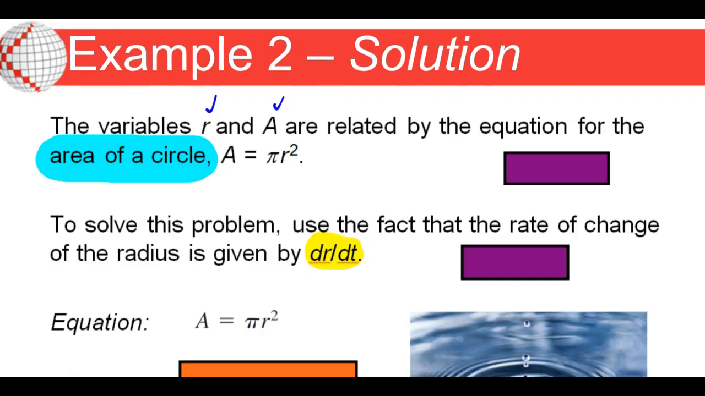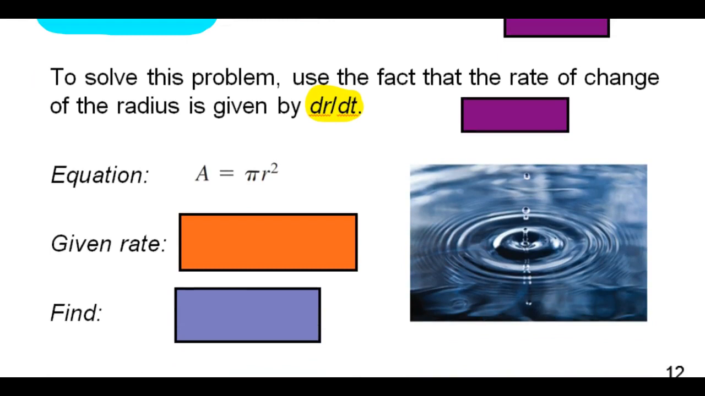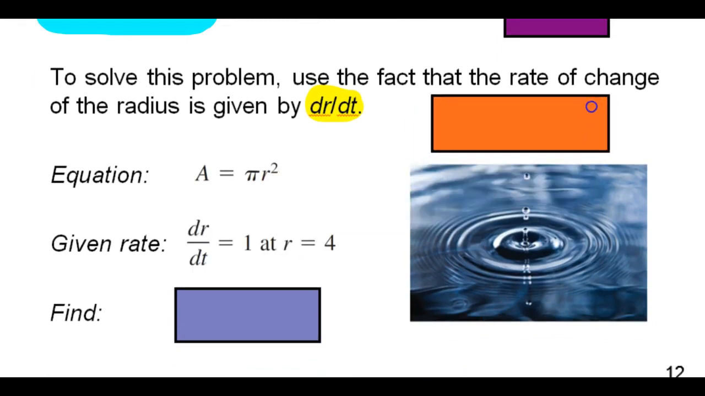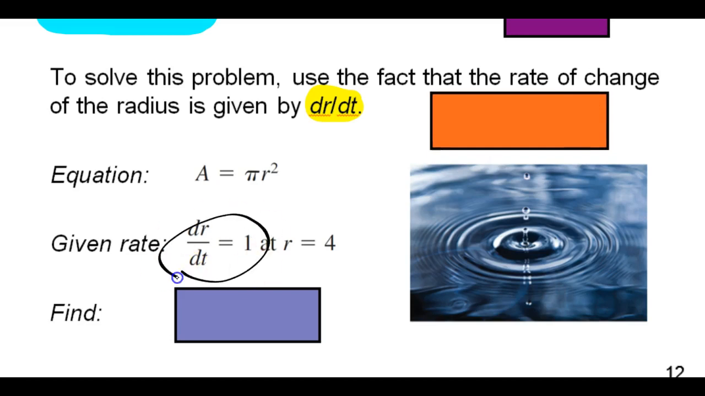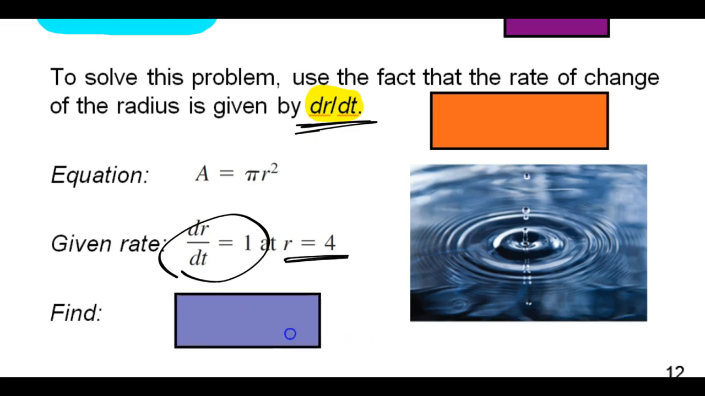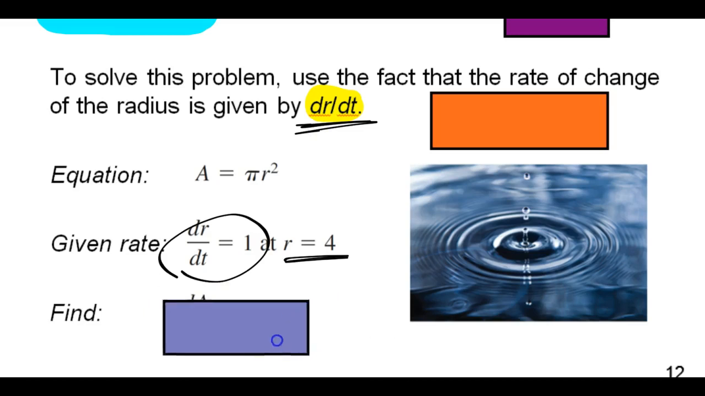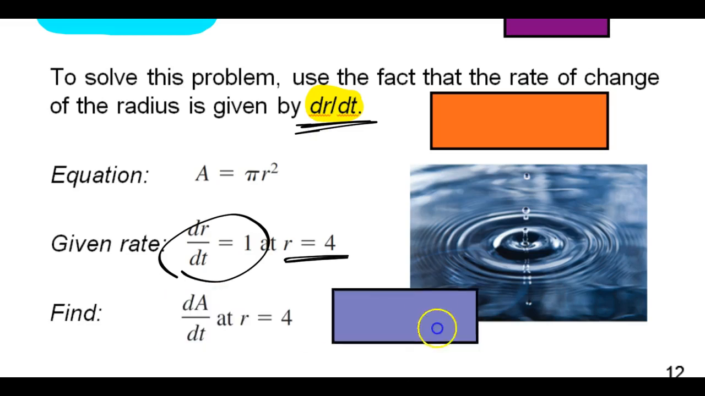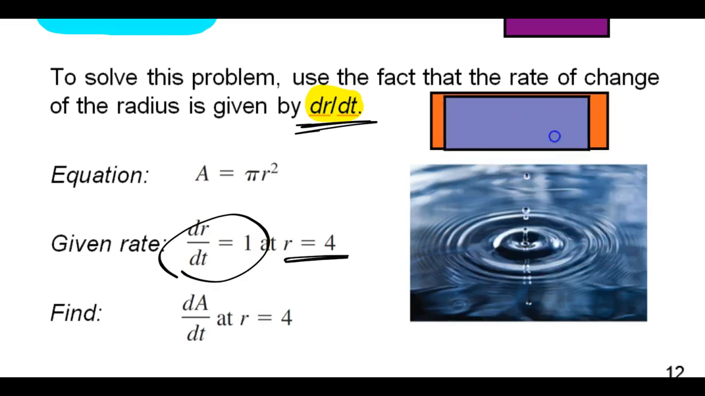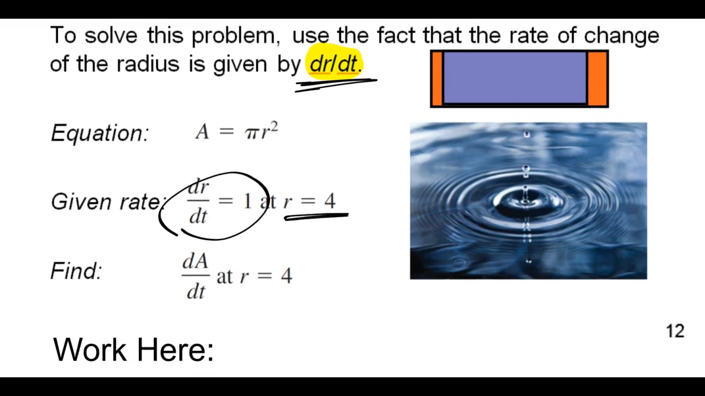So on this slide, let's go back. The given rate, there it is, and the given radius. So the rate is 1 and the radius is 4. And we're looking for the rate at which the area is changing. So we're looking for dA/dt.